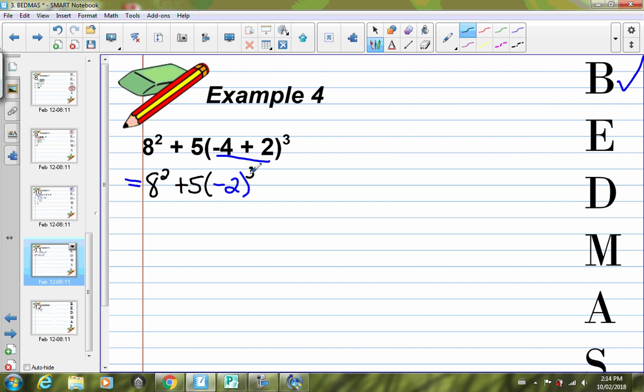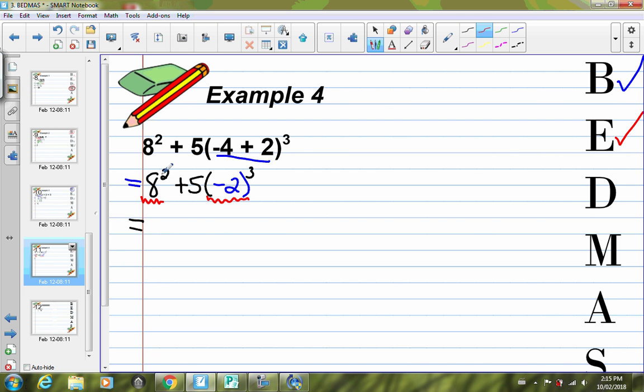Now, again, if you had to tell me what you're doing here, this is saying 8 squared plus 5 times -2 cubed. That's what that means. Next comes exponents. Do I have exponents? Yes, I do. I have 2 sets of exponents. 1, 2. So on my next line, do I have to do that step separate? No, I do not need to do it separate. I can do both of those on the same step.